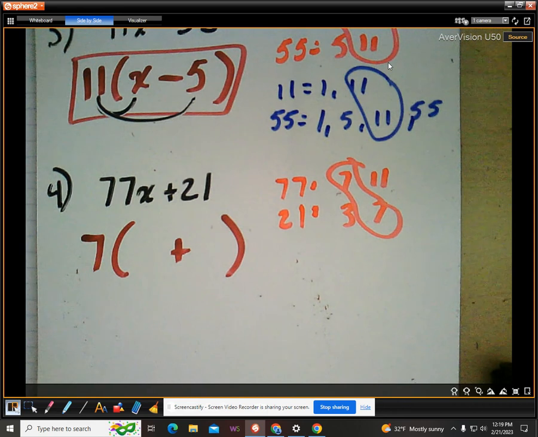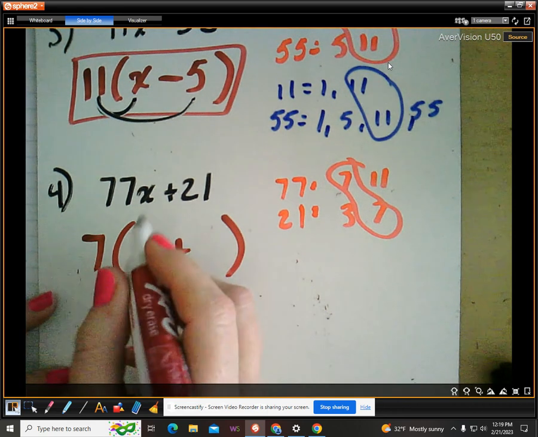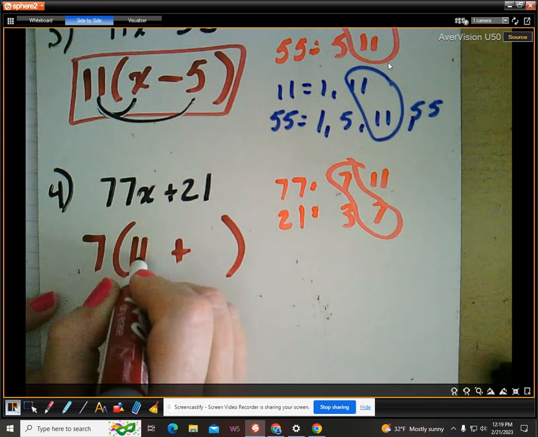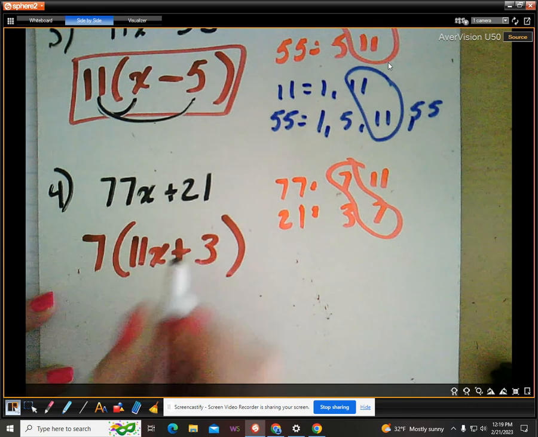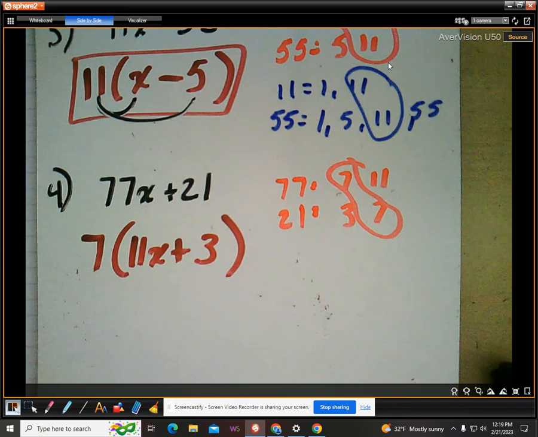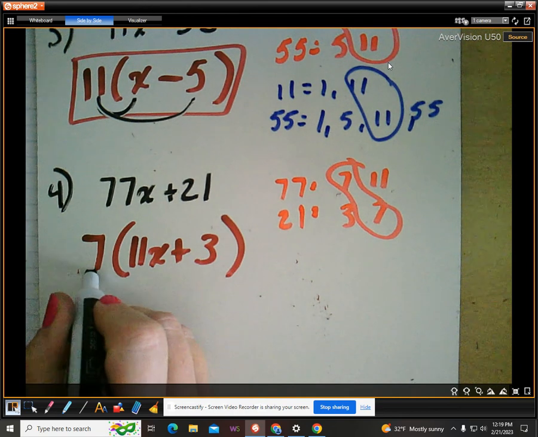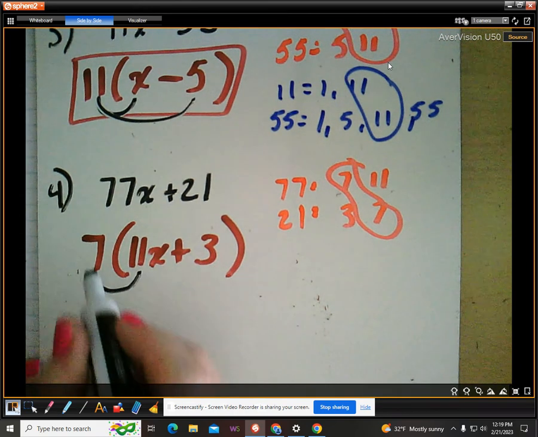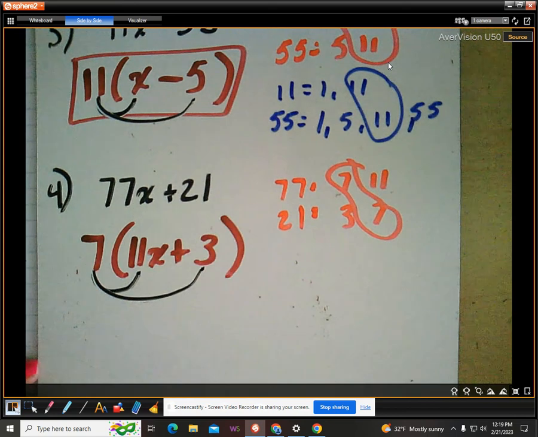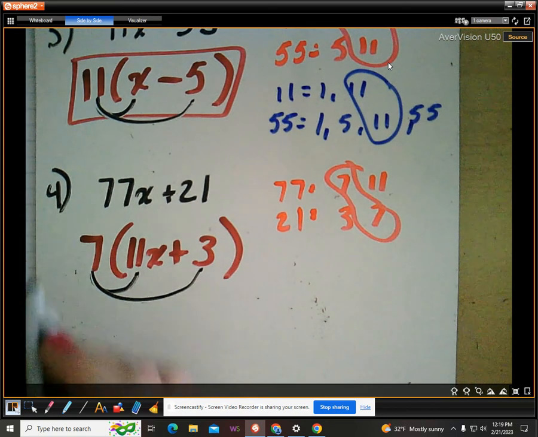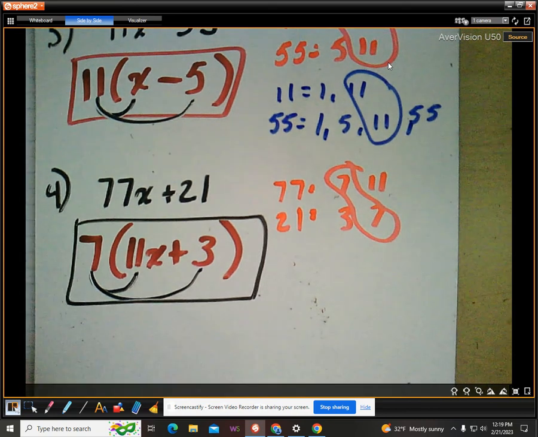Who thinks they have what we need on the inside? Ayana? Don't forget your x, okay? Other than that, perfect. If there's a variable, always have it. Don't leave it off because it would end up being wrong. So again, check yourself. 7 times 11x would be 77x. 7 times 3 would be 21, and we state addition. So that is your answer. Okay? Exact opposite from Friday.